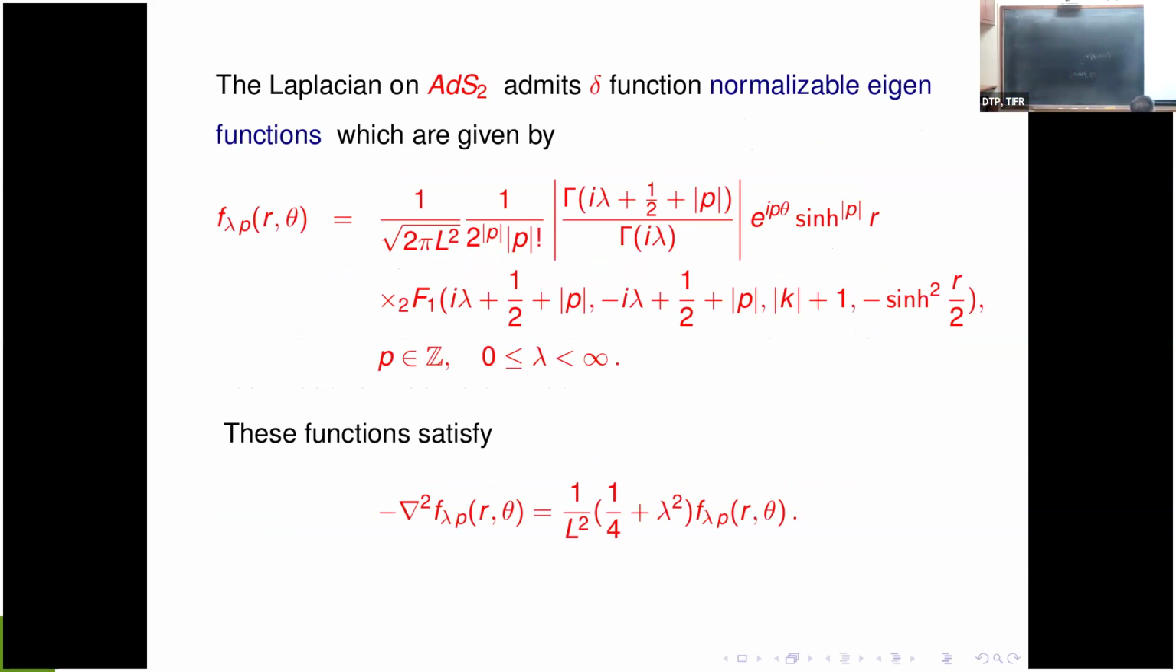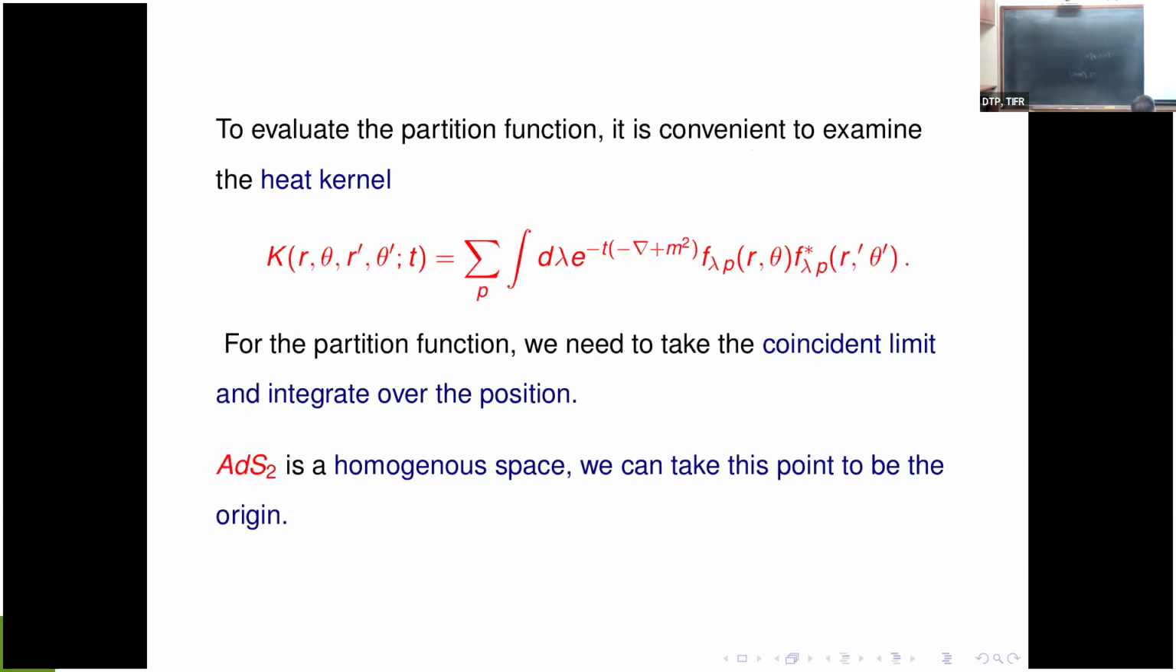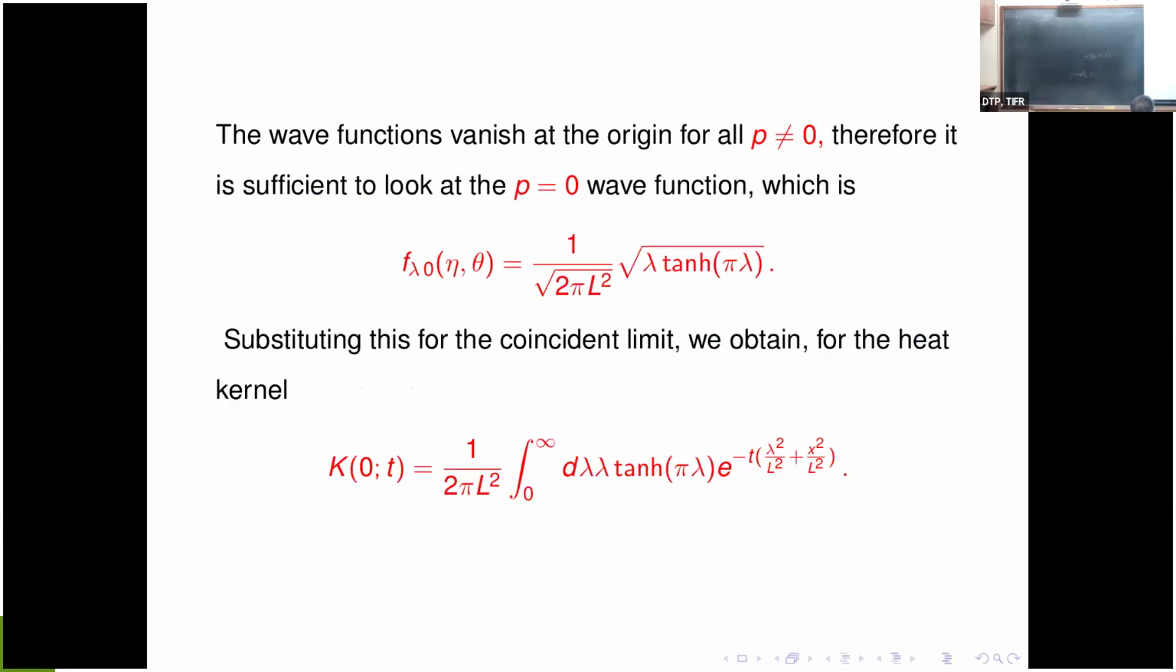So if you put p equal to 0, because of this particular fact, all of the other wave functions vanish. The sum collapses, and we just have to look at the wave functions at p equal to 0, and that has this particular structure.